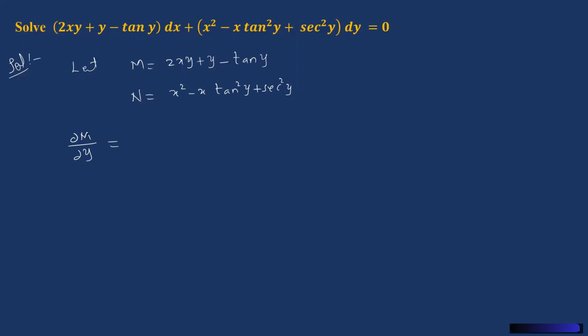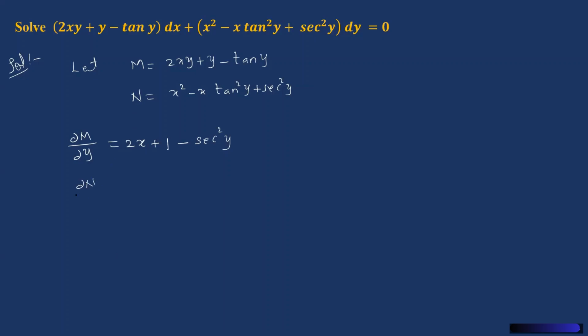Now, while differentiating M with respect to y, as you know, we treat x as a constant. So I'm keeping this 2x aside, and the y remains here. Differentiation of y is 1, plus differentiation of this y is again 1, then minus, differentiation of tan y, which is secant square y.